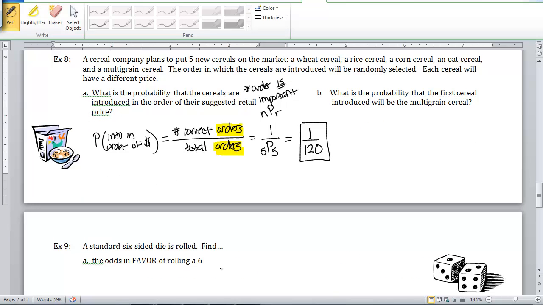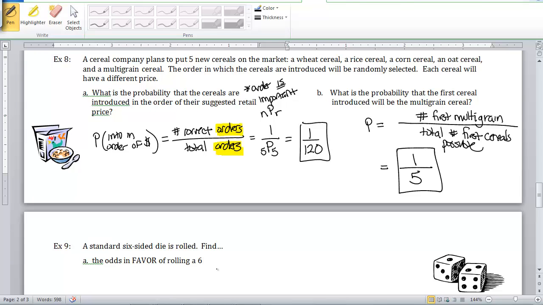In example 8, we were again doing probability, and here in A, order was important. Now there is only going to be one correct order that would introduce the cereals in order of their suggested retail price. But as far as total orders, because order was important, I had to do the permutation, 5 cereals, arranging all 5 of them, and that on my calculator gave me 120, and so for the probability, 1 over 120 would be our answer. Please now complete B if you did not have A correct. We only have one multigrain cereal, so that's the number of successes, but there were 5 different cereals that could have been introduced first. So the total is 5, and the probability is 1 over 5.